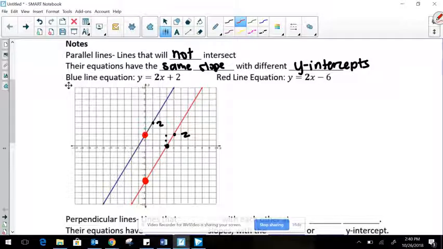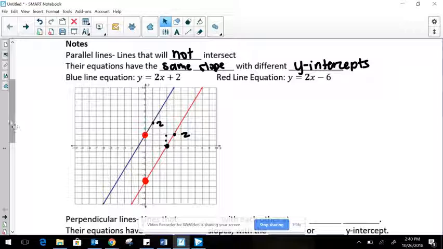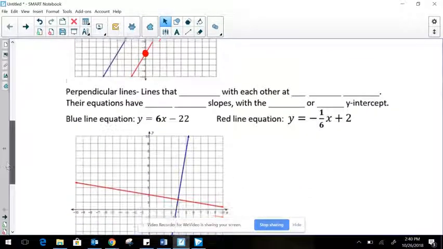Okay, so those are parallel lines. They're never going to touch. I think of them as like a road. Inside the lines here is the road part. Okay, so then down below we have perpendicular lines.